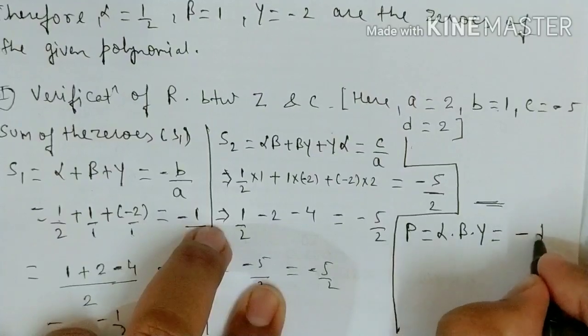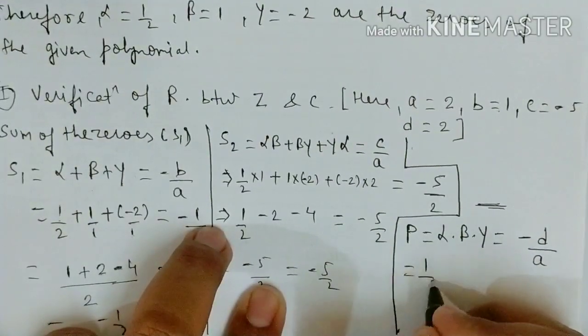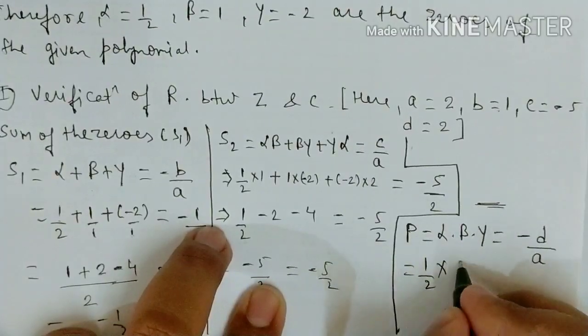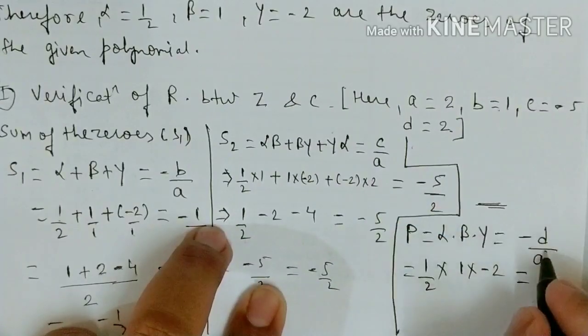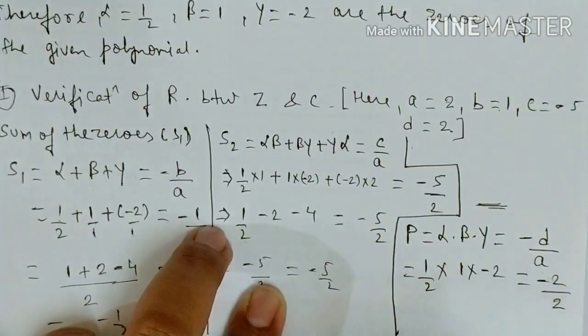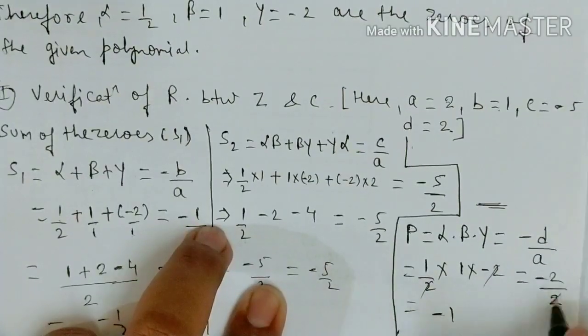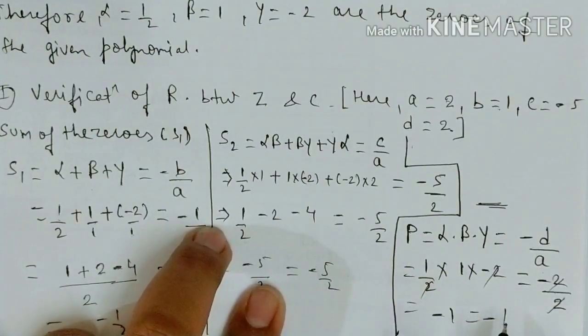Which is given by minus d upon a. What is alpha? 1 by 2. What is beta? 1. What is gamma? Minus 2. Value of d is 2, so it is negative 2. Value of a is 2, so here I am writing 2. Here 2 will cancel out, minus 1. Here 2 cancel out, minus 1. Here you can see minus 1 is equal to minus 1.